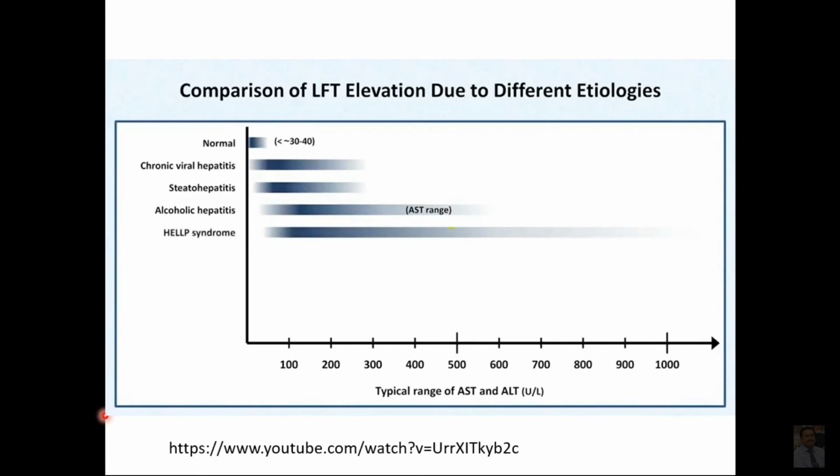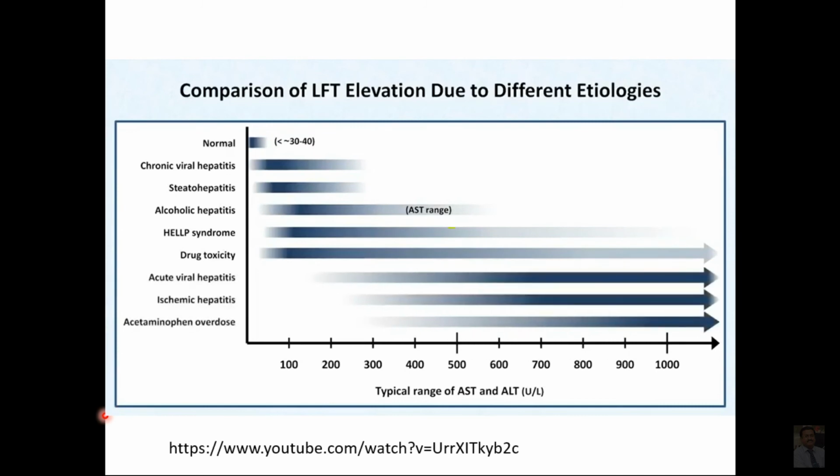In HELLP syndrome, which is a life-threatening complication of pregnancy, the transaminases are usually above 70 and can range into the high hundreds. Increases from drug toxicity, depending upon the exact situation, can be anything from barely noticeable to an AST and ALT in the thousands. And then acute viral hepatitis, ischemic hepatitis, known colloquially as shock liver, and acetaminophen overdose, all can result in transaminases ranging from the mid-hundreds to the many thousands.